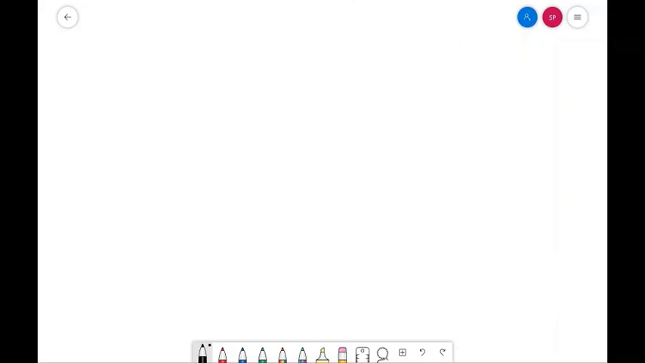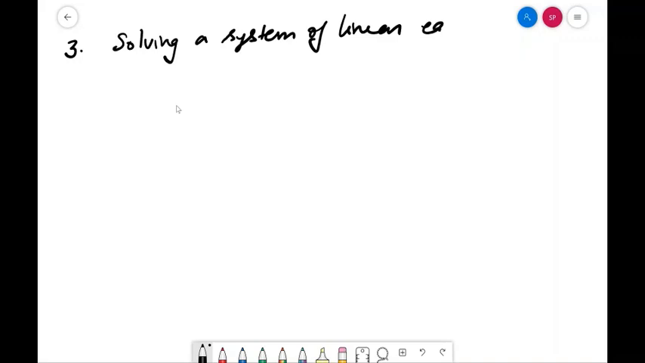Now let us see the third point that I am going to explain in this lesson, that is solving a system of linear equations using echelon form.